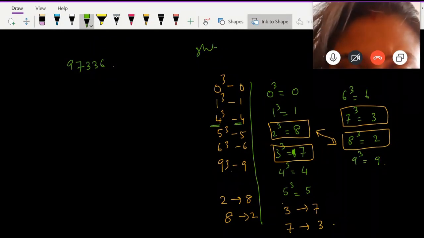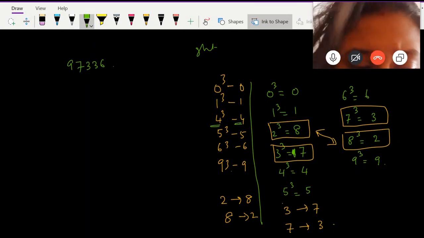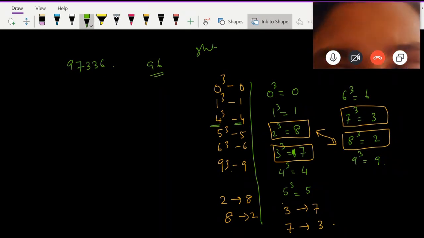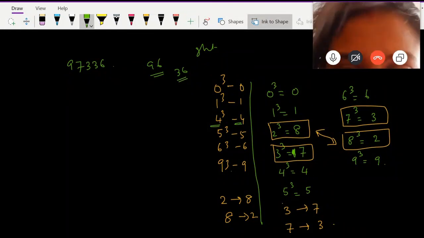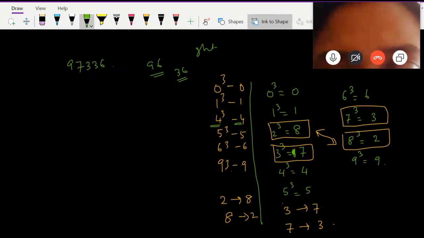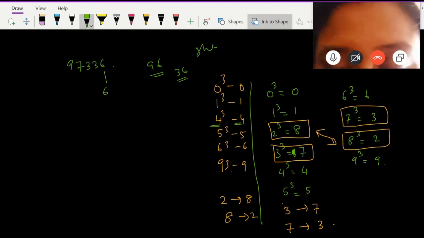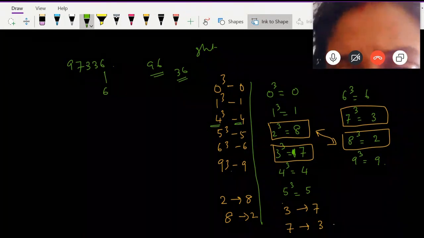It is 96? Sorry, 36. How did you get 36? Sir, the last digit is 6. So it is perfectly the cube of 6, that is 6.